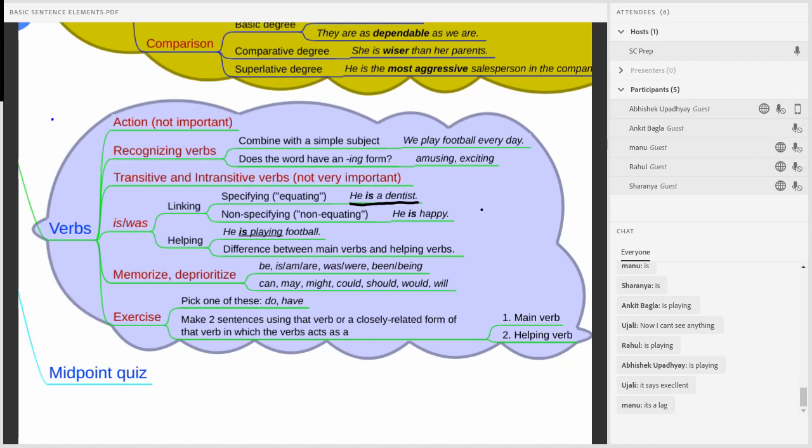Please start. Of course, if you want to clarify the question or your task, please feel free to unmute your mic and ask me. Let me quickly repeat. Pick any one verb out of these two verbs, do or have, and make two sentences with that verb. In one sentence, that verb should be a helping verb. In the other sentence, it should be the main verb. Take 20-30 seconds. When you guys are ready, I'll ask you to unmute yourselves and give me your examples.